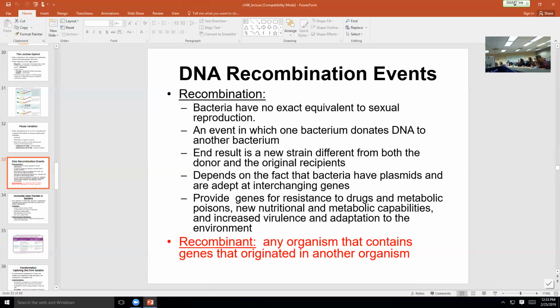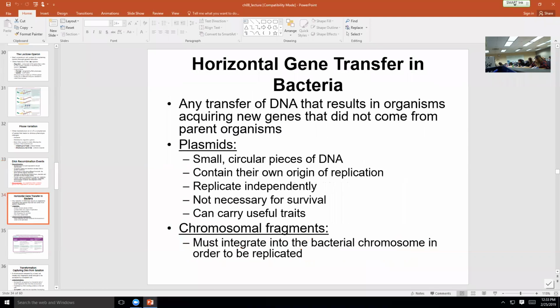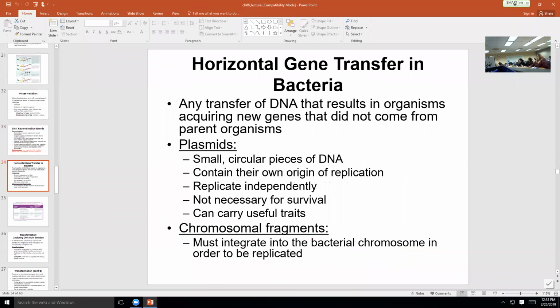When we think about recombinant DNA, this is any organism that contains genes that originated from another organism. So when we talk about recombinant DNA technology, it means a way that we can actually take DNA from one species and put it into another species or into another organism. We've talked about plasmids. We know that they can be transferred, can't they? They can be transferred through little pili.